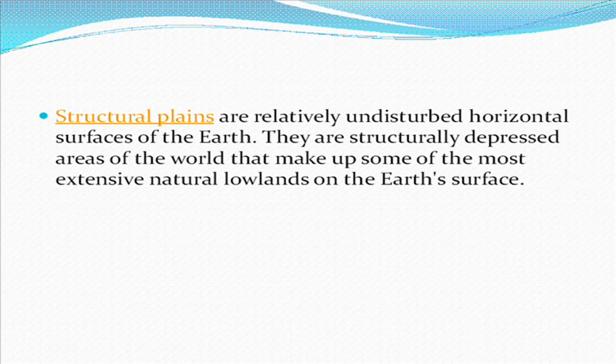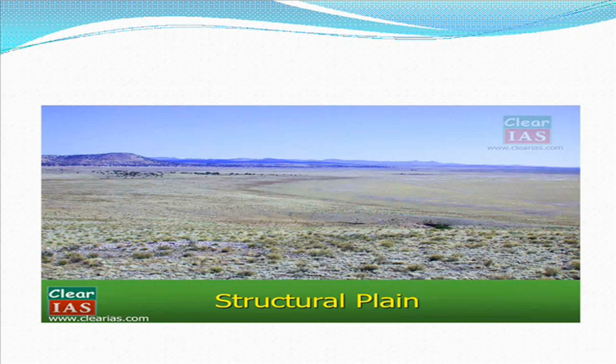Structural plains are related to the undisturbed horizontal surface of the earth. They are structurally depressed areas of the world that make up some of the most extensive natural lowlands on the earth's surface. Structural means there was some structure to deposit in the plain. The structure is called the structural plain. Now you see the plain is regularly arranged with some structure. These plains are called structural plains.